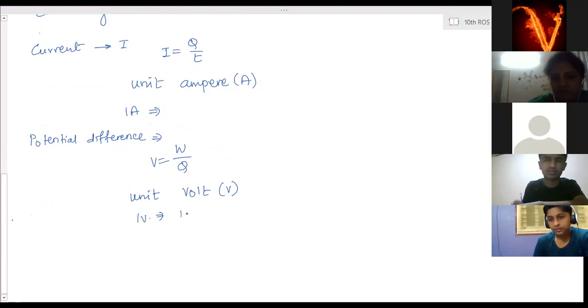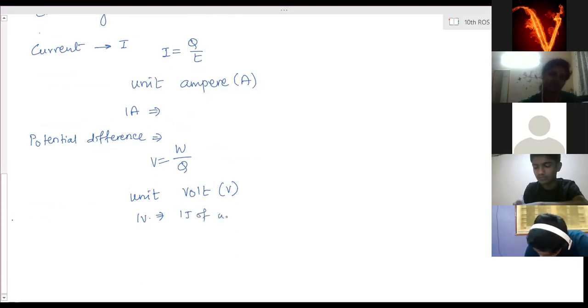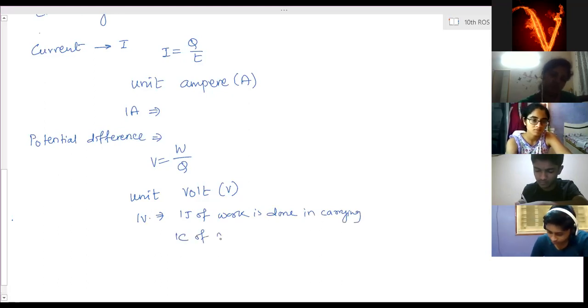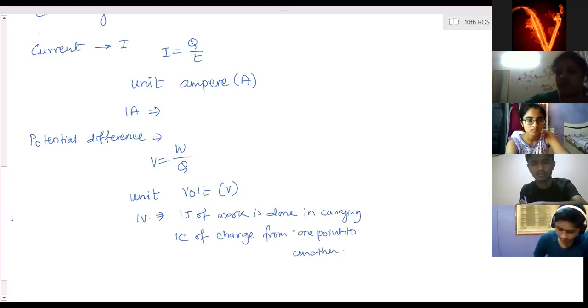Ma'am, when 1 joule of work is done while moving 1 coulomb of charge from one point to another, then the potential difference is said to be 1 volt.